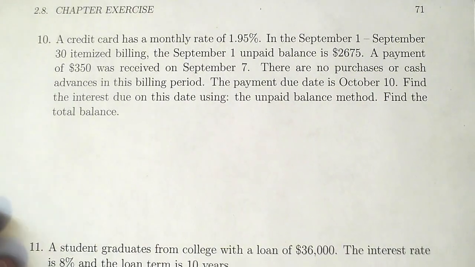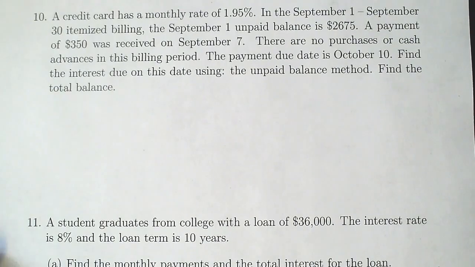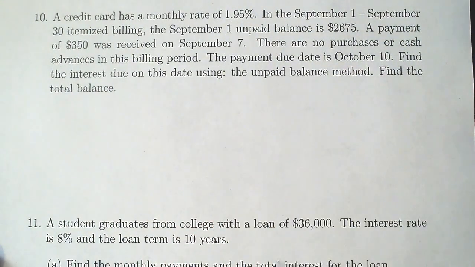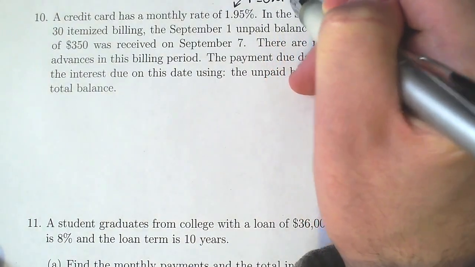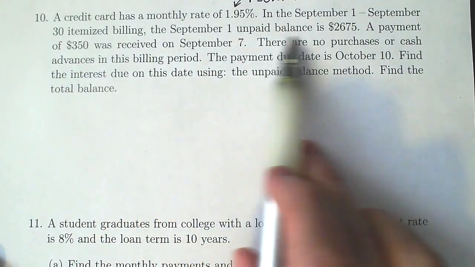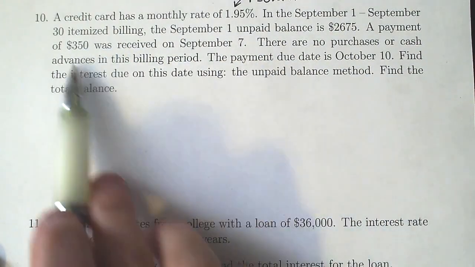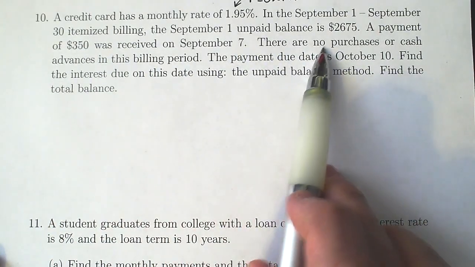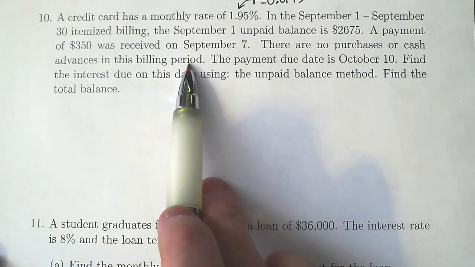All right, so this will be our last thing for now. Let's talk about this problem. We get to see another credit card problem, because that section was pretty short. So we have our interest rate. That's going to be our lowercase r. Let's say r equals 0.0195. It looks like we have a 1 month period. The unpaid balance starting out was $26.75. Payment was received. We know what to do with that. There are no purchases. Look at that, no purchases. So no new charges that we have to worry about.